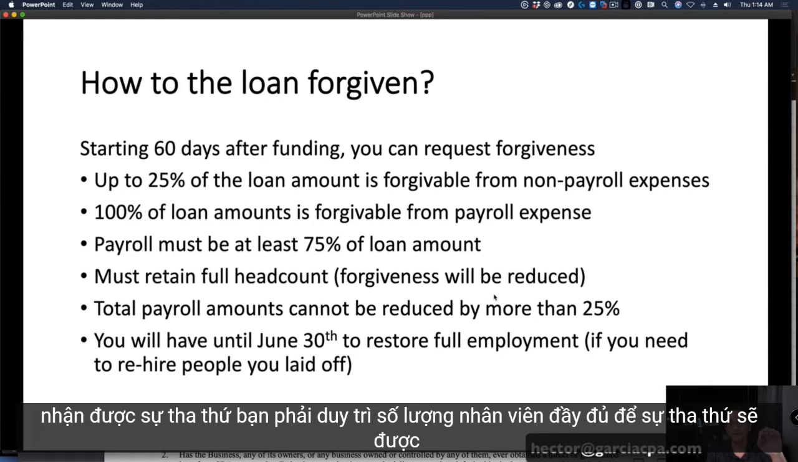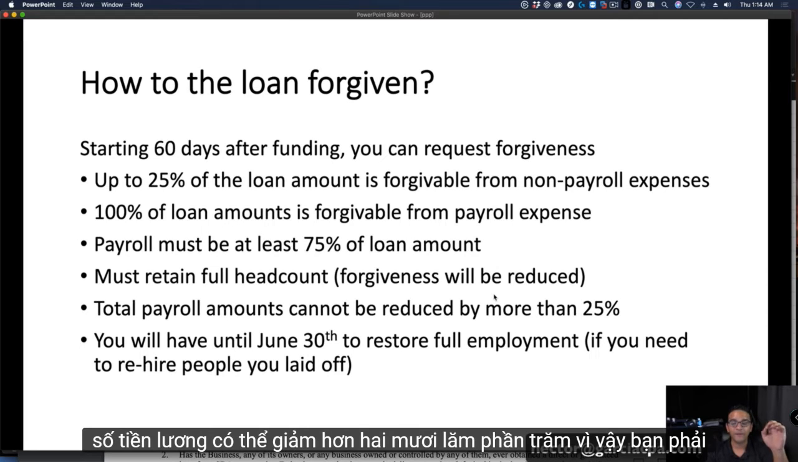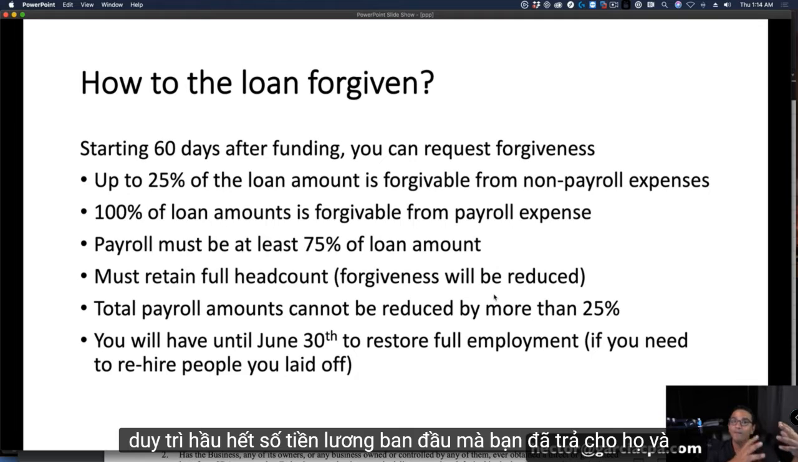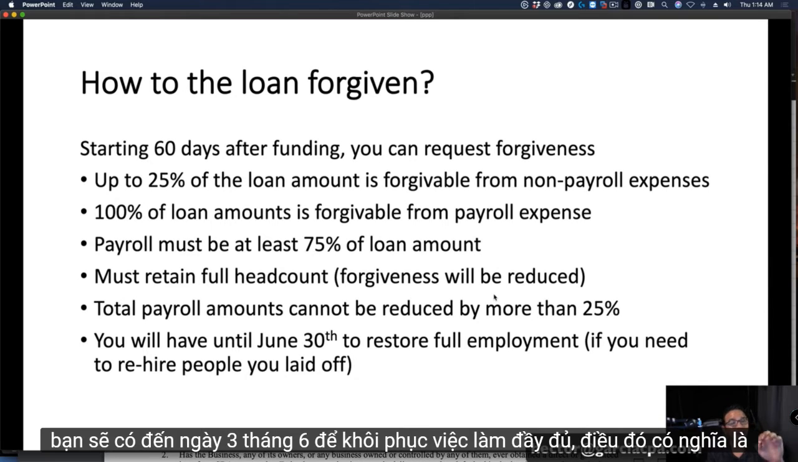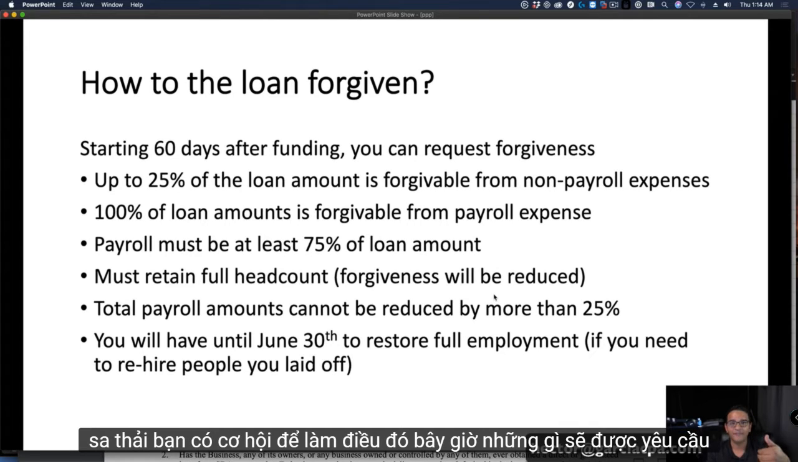You must maintain full headcount, so the forgiveness will be reduced for every person that you lose or that you fire or whatever. And the payroll amounts cannot be reduced more than 25%. So you have to maintain most of the original payroll amounts that you were paying them. And you will have until June 30th to restore full employment, which means if you're going to rehire people that you had to get rid of, that you had to lay off, you have the chance to do that.